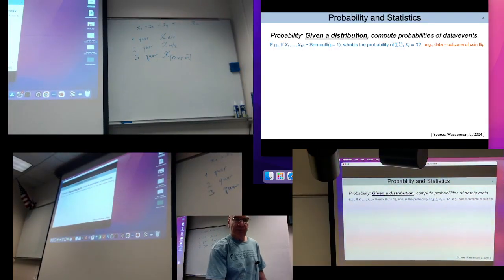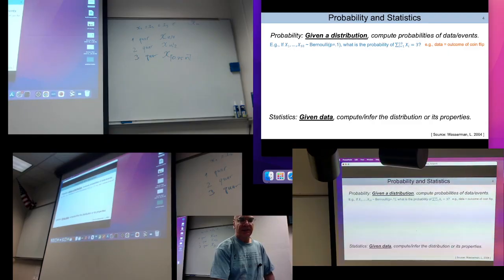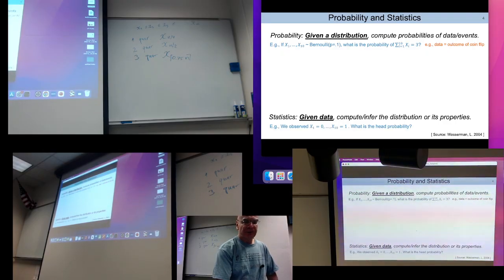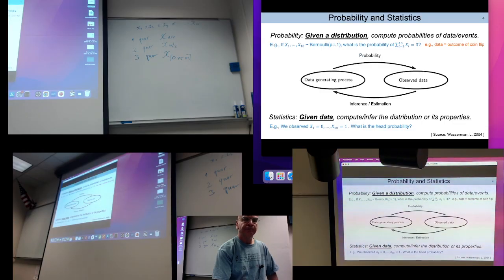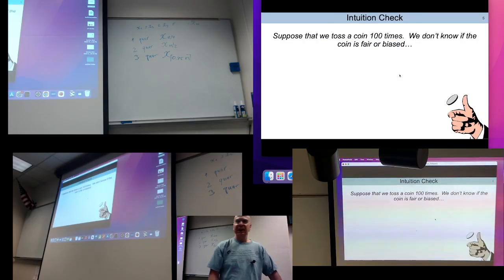Okay, that's probability. What would be the statistics? Given the data, compute or infer the distribution or its proportion. For example, we observed that x1 is 0 and x10 is 0. What is the head probability of the rest? So probability takes us from the distribution to the observed data, and inference looks at the observed data and gives us some estimation of parameters from which we can play with this process. It will make much more sense with a few more examples.